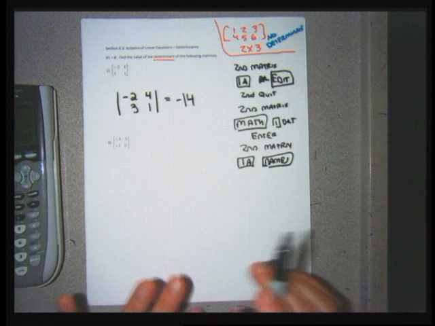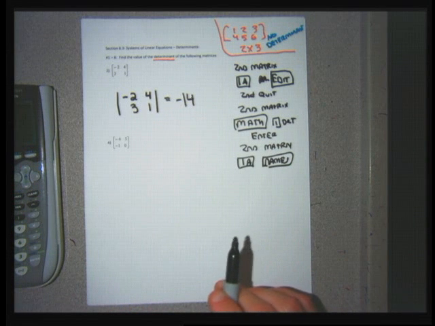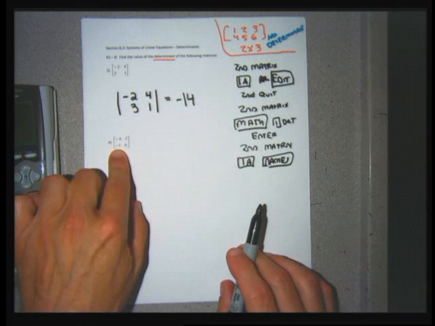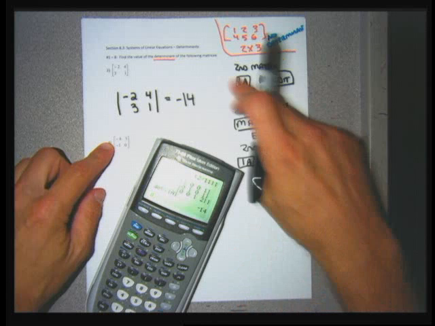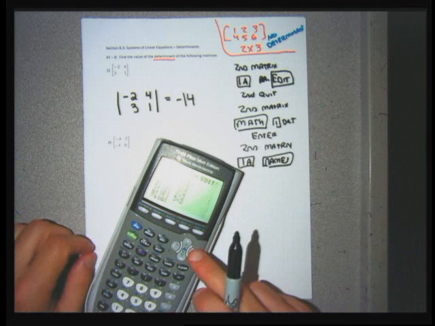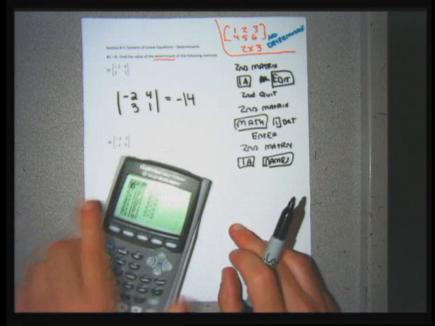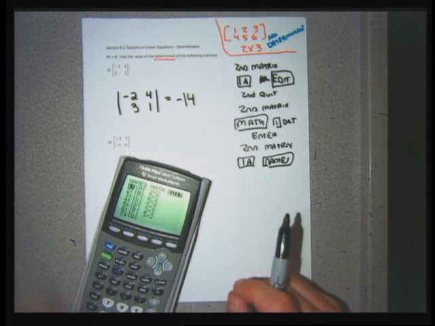I'll do one more on my calculator, then I'll show you how to do them by hand. They're probably easier to do by hand than on your calculator. So I'm going to do number 4. To do number 4, I'm going to follow these steps. First thing, I'm going to enter this in my calculator. I'm going to go second matrix, simultaneously get the edit and A highlighted, hit enter.